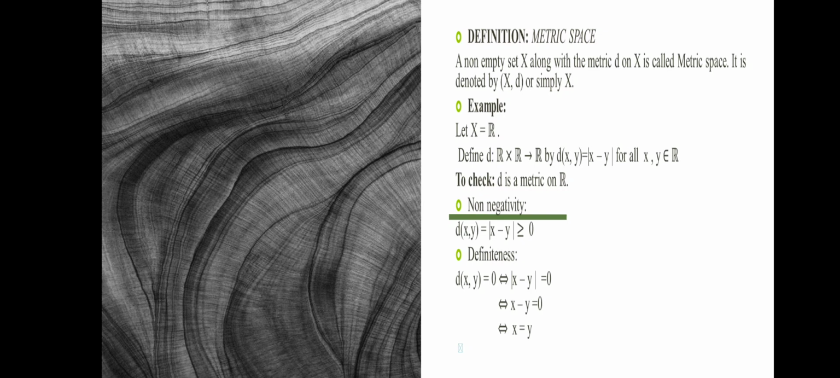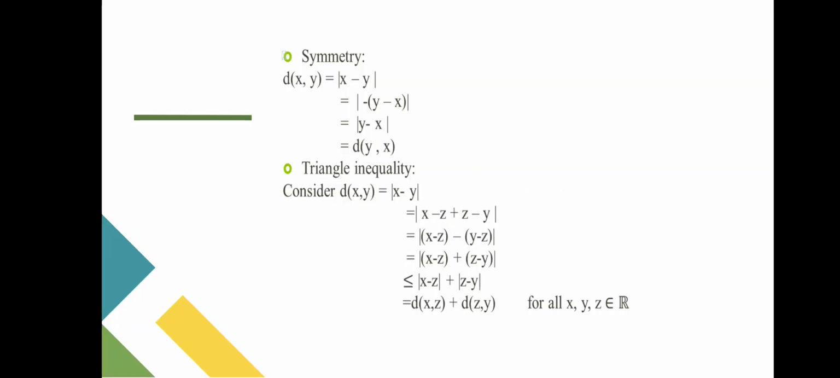Non-negativity, d of x comma y equal to modulus x minus y. We know that the absolute value is greater than or equal to 0. Definiteness, d of x comma y equal to 0, which means that modulus x minus y equal to 0, which means that x minus y equal to 0, which implies x equal to y. Symmetry, d of x comma y equal to modulus x minus y equal to, we take minus outside in the absolute value, equal to modulus of y minus x equal to d of y comma x.